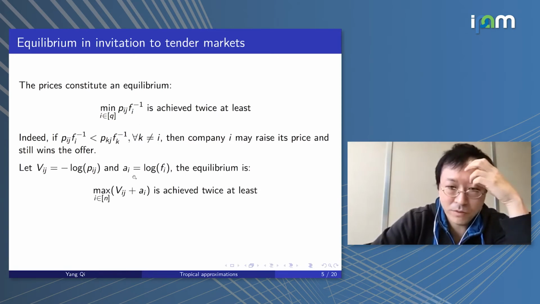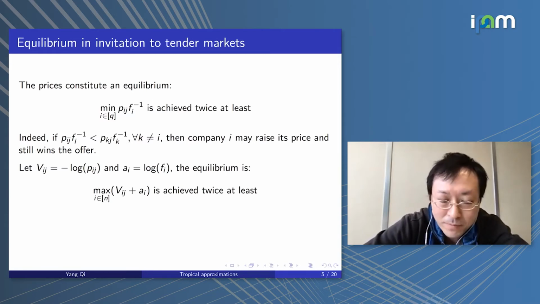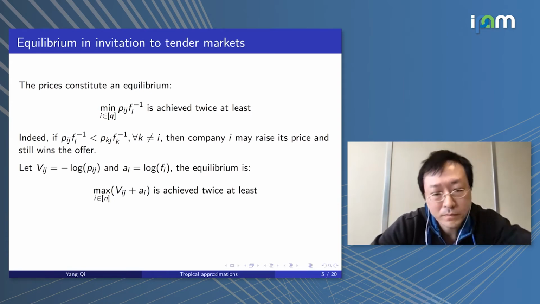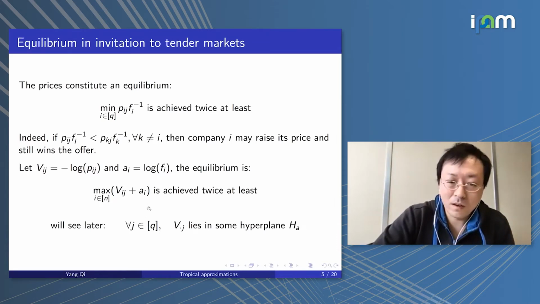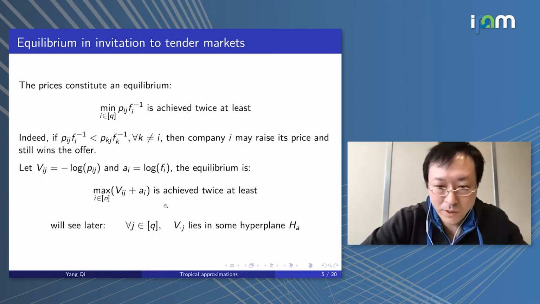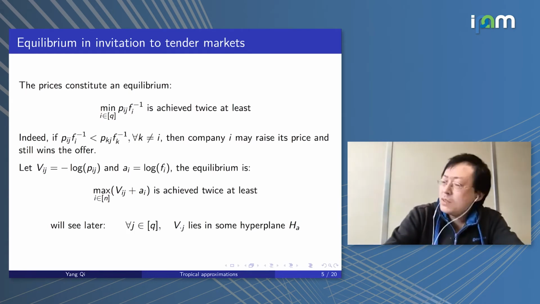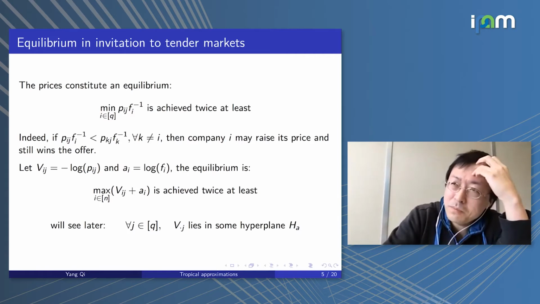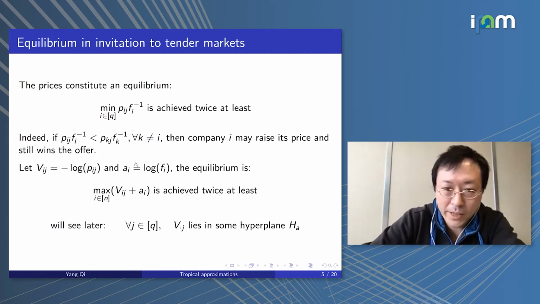So that means finally the market will reach some equilibrium. After some change of variables, the above equilibrium can be formulated as: the maximum of some tropical matrix Vij plus Ai is achieved at least twice. We will see later that this means for each j, the column Vj of this matrix V lies in some hidden hyperplane HA, because those companies want to maximize their interest. So it will be important for them to statistically infer the hidden information A from the known tropical matrix V.